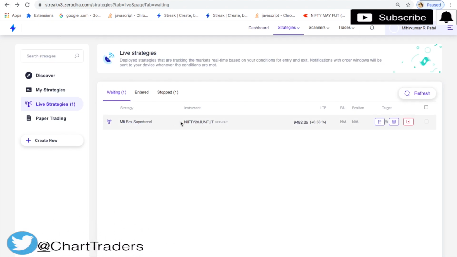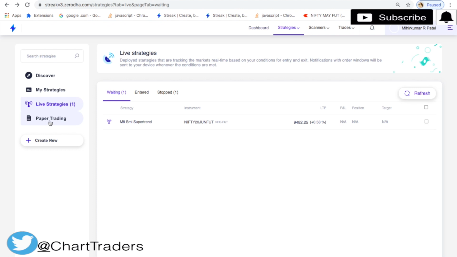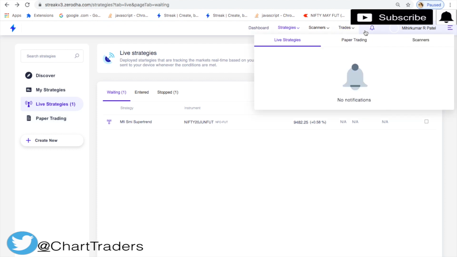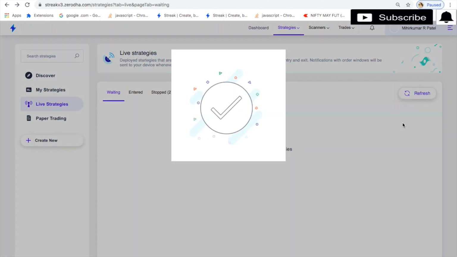Once you have a live strategy, you can see the notification here. The paper trading you can see here if you have performed paper trading. In the same way you can see notifications in paper trading. Once your algorithm is live, if you want to modify it, first stop it, then you can modify.